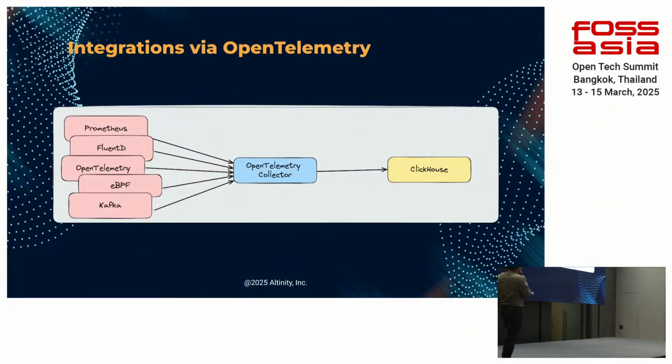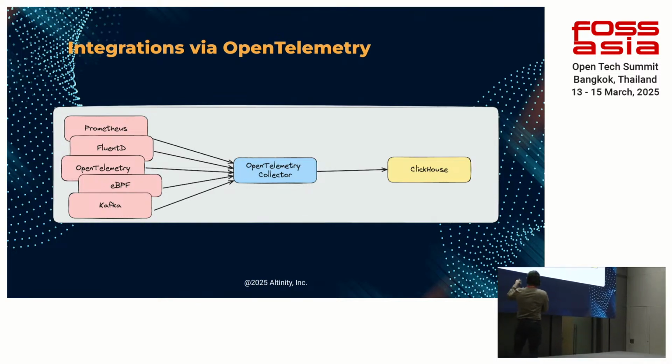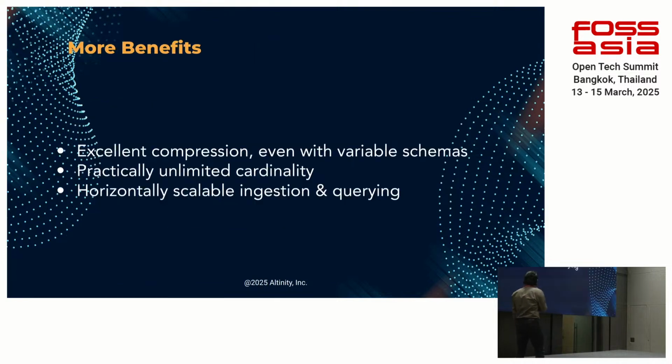So now we're putting together the dots and connecting. You have Prometheus, Fluentd, and eBPF, of course. It's very popular. We'll talk about that a little bit. And then it goes into the OpenTelemetry collector. This collector has a direct link to ClickHouse, and it can digest all that data into ClickHouse.